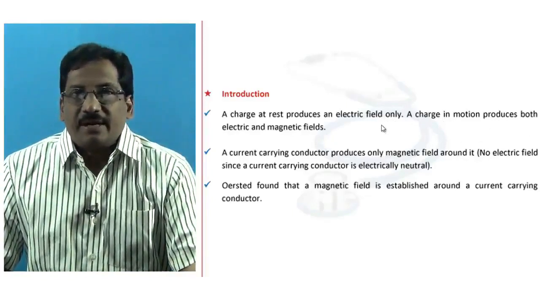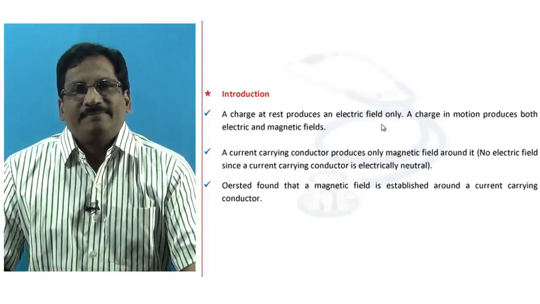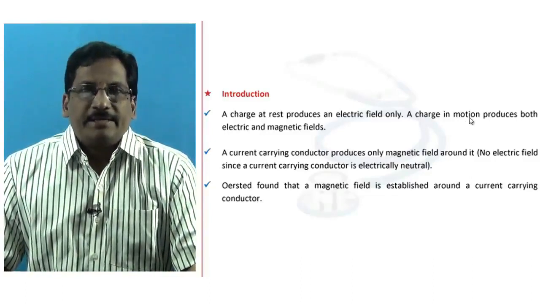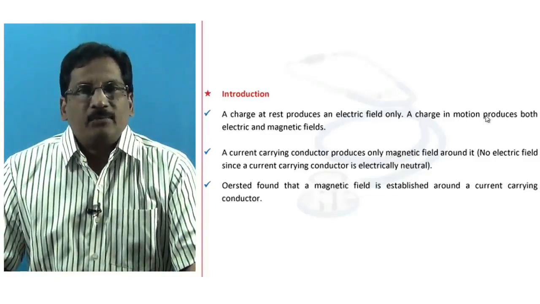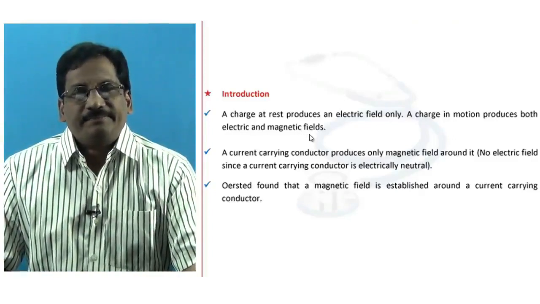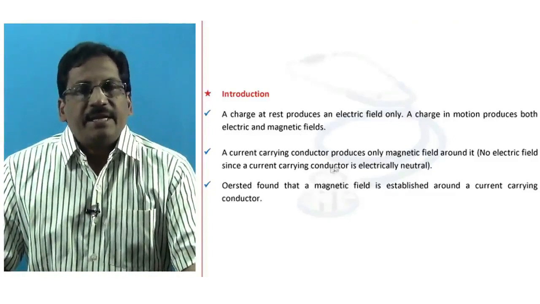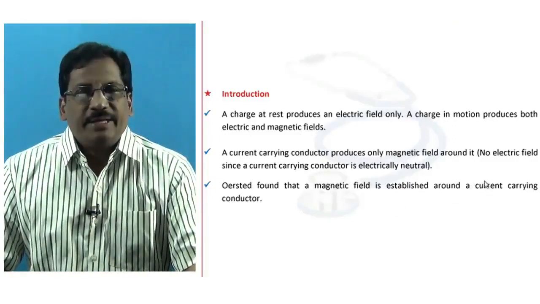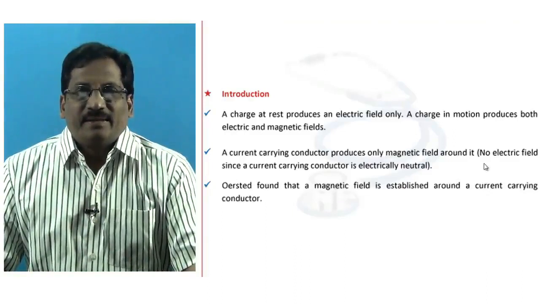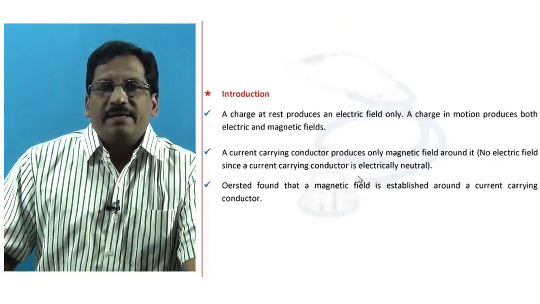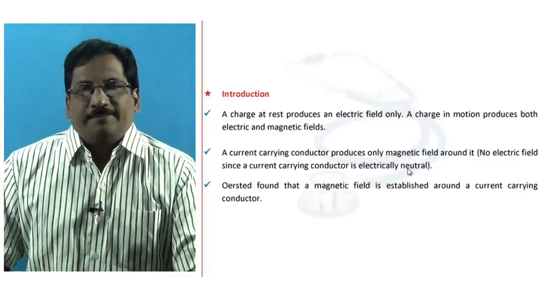A charge at rest could produce only an electric field, but a free charge in motion, not in a conductor, could produce both electric and magnetic fields around it. But a current carrying conductor produces only a magnetic field around it, no electric field due to a current carrying conductor, since a current carrying conductor is electrically neutral.